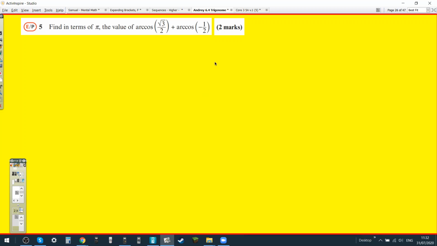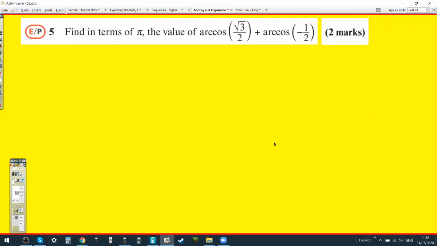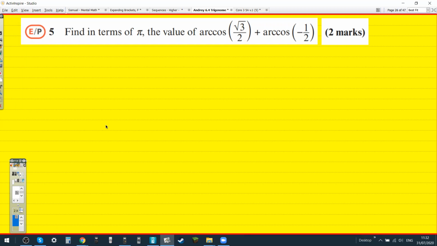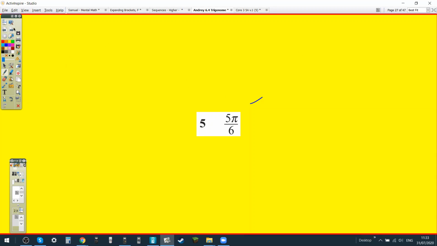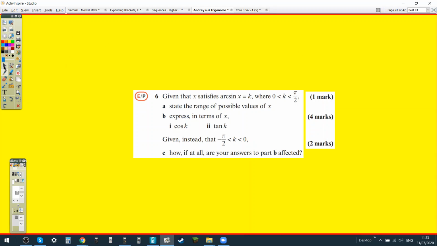I think just put this into my calculator. Yeah. Five over 6 pi. I'm sure it's correct. There we go. Okay, they're giving away these marks.